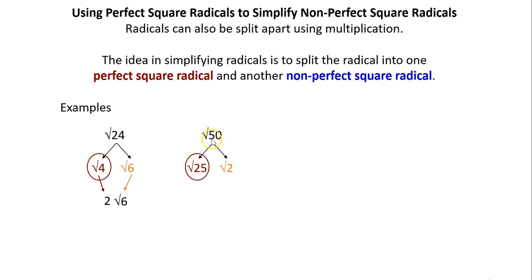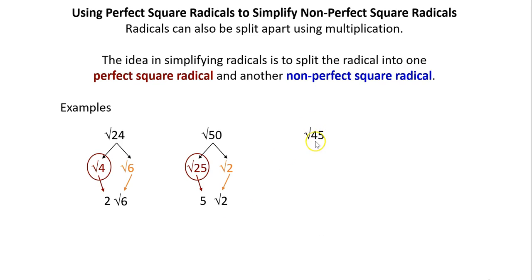Now, you could have also said 10 times 5 is 50, but neither 10 nor 5 is a perfect square. So if I'm going to break this up, I want to try and break it up into a perfect square. The square root of 25 is 5. Square root of 2 is still the square root of 2, so it stays.